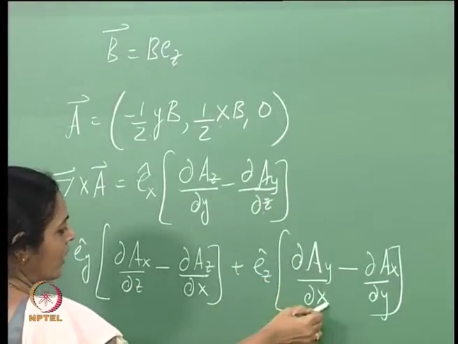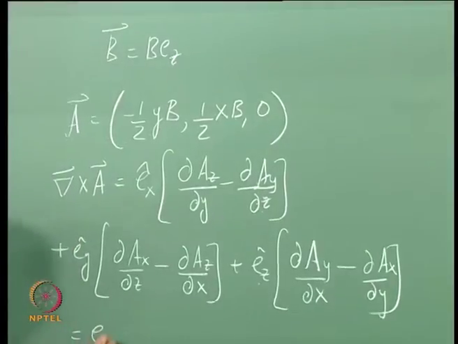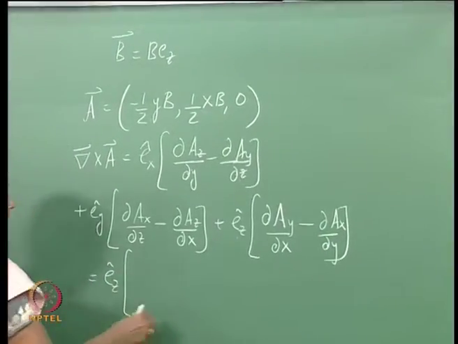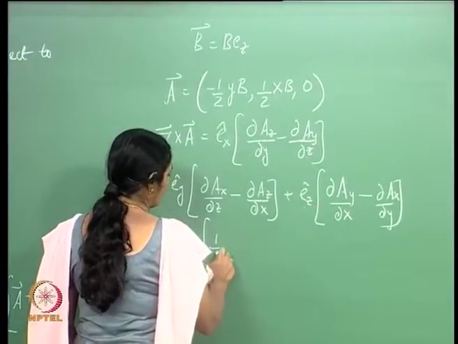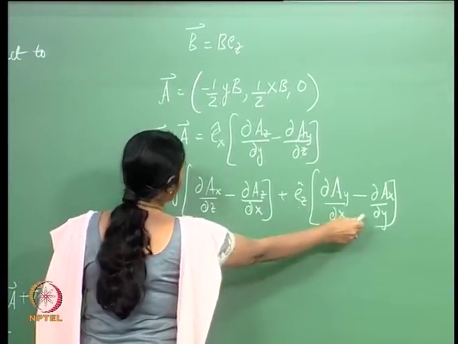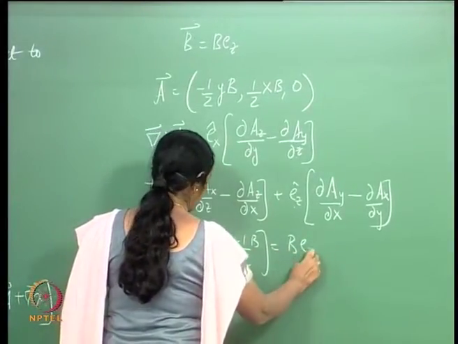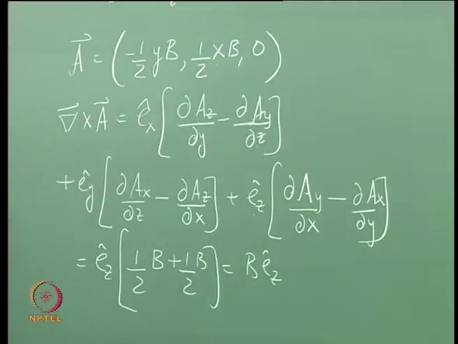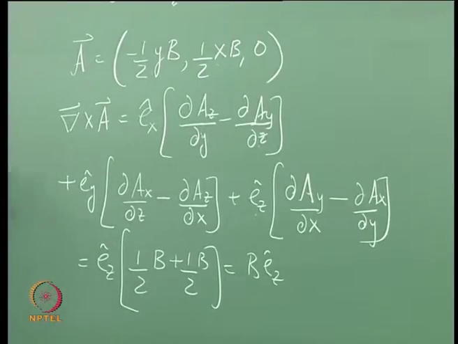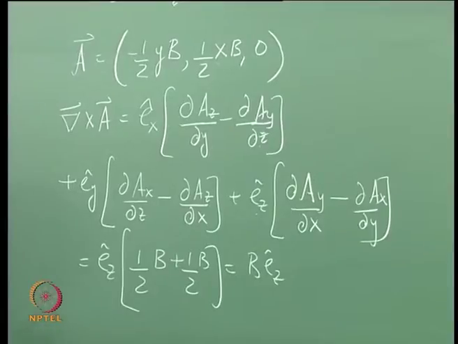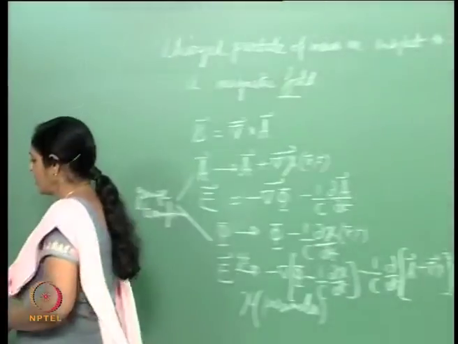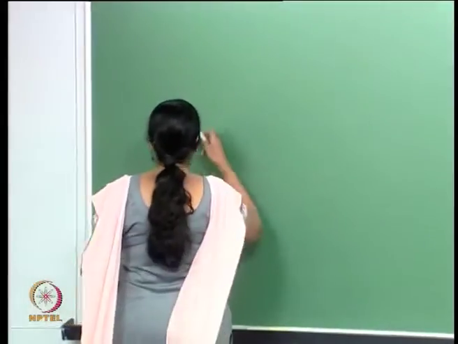However, delta Ay by delta x, so the only non-vanishing term is along the z direction, and I have half B, and then from here I have another half B. So, that just gives me B Ez. So, this is a possible choice of A, and in fact subsequently during this lecture I will work with this choice of A. But this is not the only choice. Clearly, I can have another set of components for A.